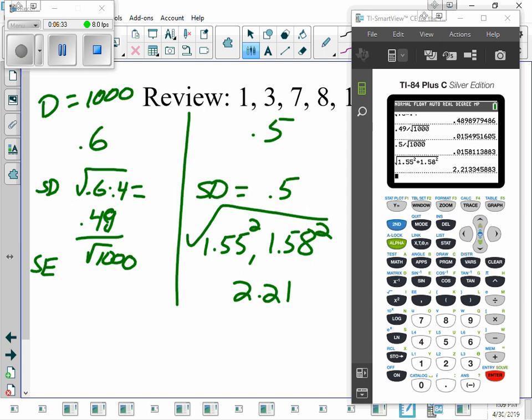Now what do I do? I need to create a z-score. Because this is a two-sample z-test, I subtract the expectation on both sides, and I expect the difference to be 0. That's my null hypothesis. And when I subtract 50% from 60%, I end up with 10%.